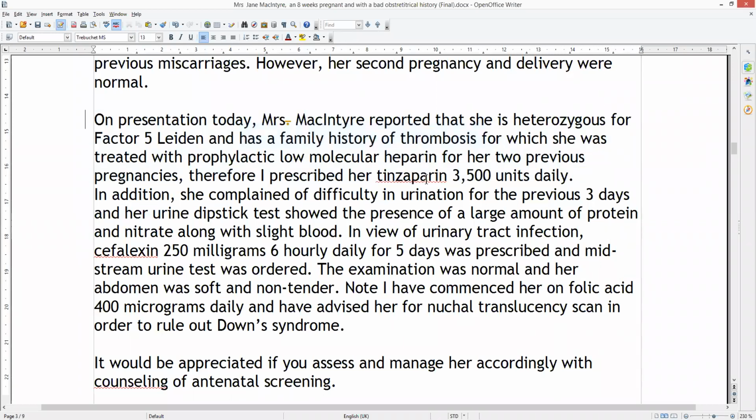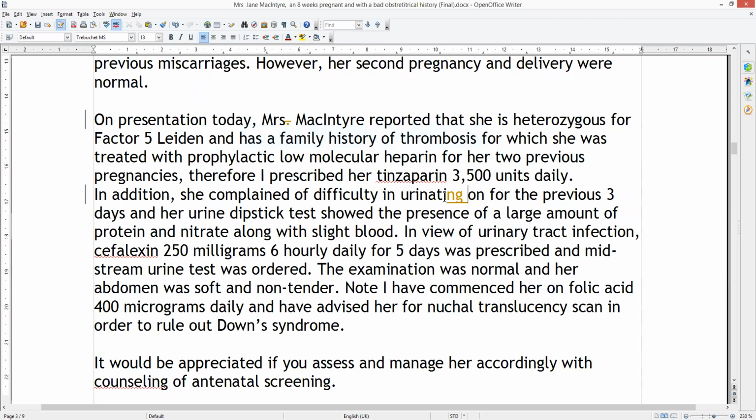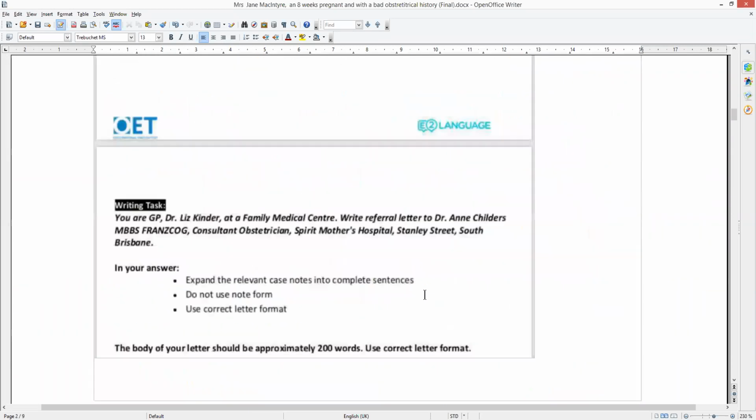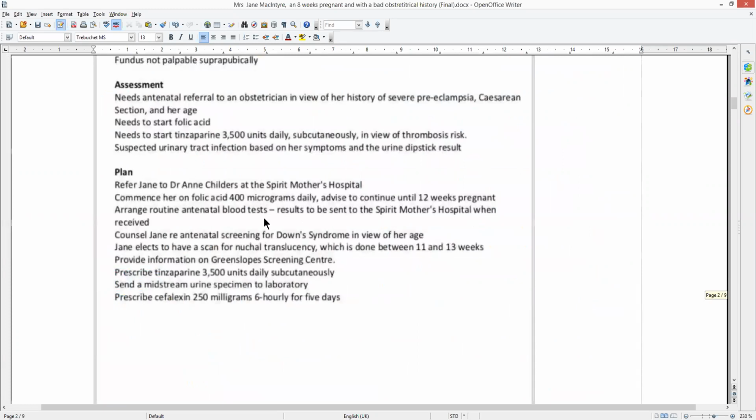In addition, she complained of difficulty in urinating, not urination, urinating. She had problems urinating, a verb, not urination, a noun. Make it a verb. For the previous 3 days, I would write 3 as a word. And the urine dipstick test showed the presence of a large amount of protein nitrate along with slight blood. View of urinary tract infection. Okay. Now, according to what I've been told, the urinary tract infection is a secondary issue. It's not the most important one. Eclampsia is the most important issue. The urinary tract infection is secondary.